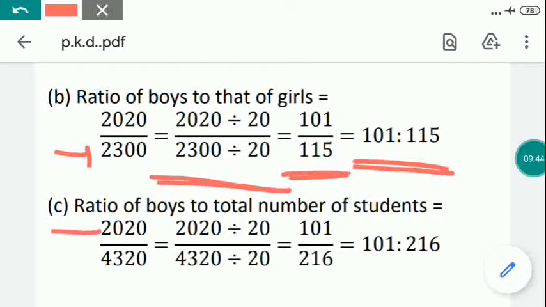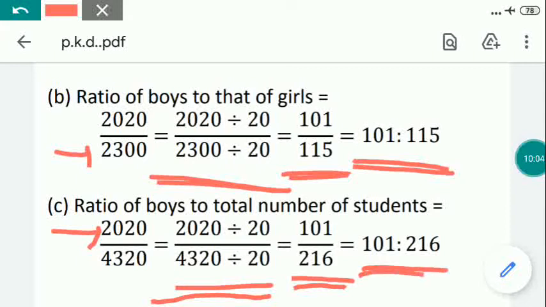Now C, ratio of boys to the total number of students. Now boys to the total number of students, 2,020 upon 4,320. So divide numerator and denominator by 20. You get 101 upon 216. So the ratio is 101 as to 216.